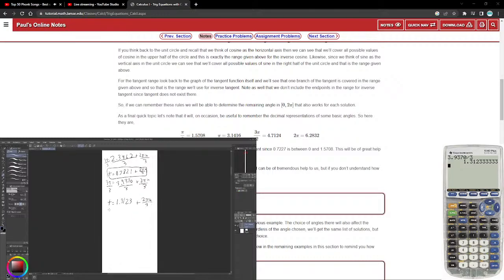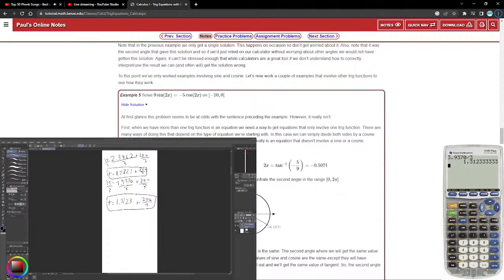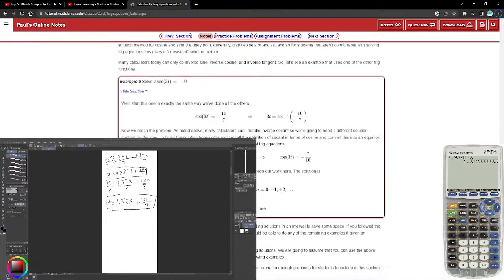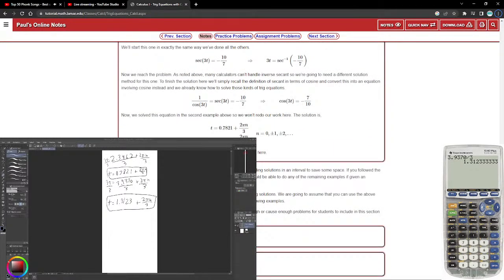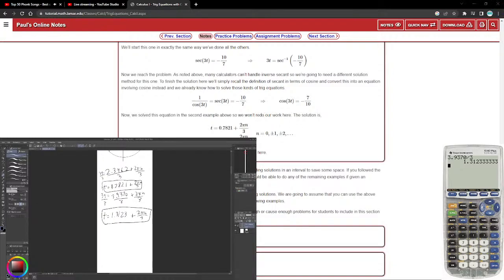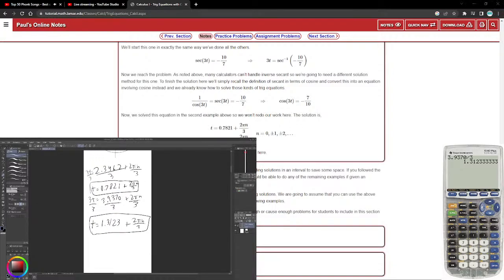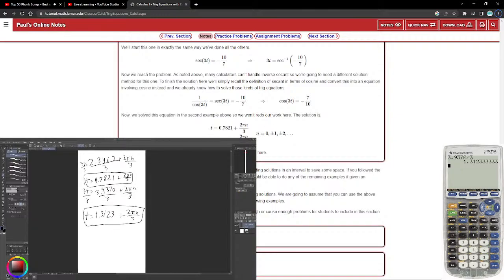I think that's it. No, really? Or wait, no, okay, yeah, I'm right. 0.7821 plus 2 pi n over 3. 1.3123 plus 2 pi n over 3.